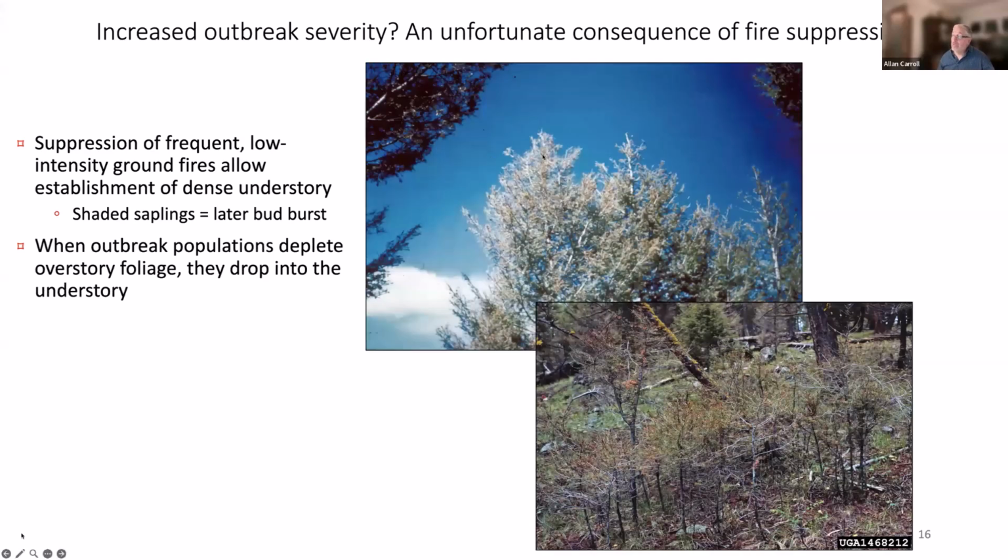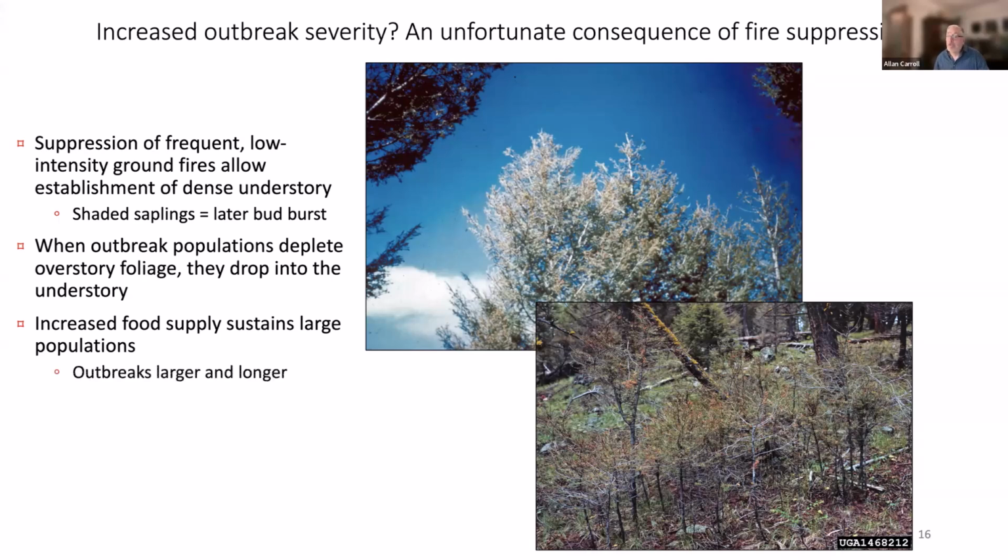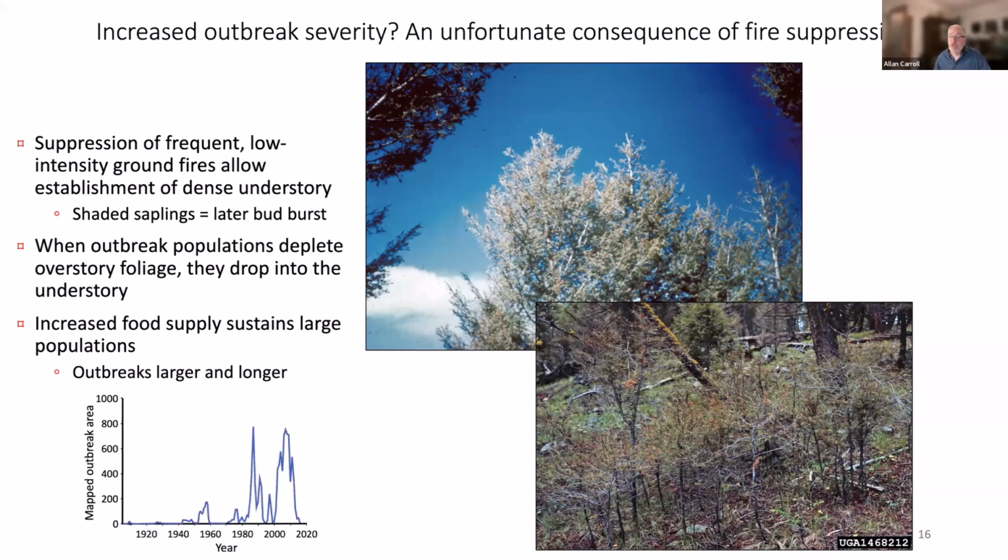So here they've just finished with the foliage in this large tree. And rather than starving, they're able to drop down into the understory and have a second helping and complete their development. So this has actually increased a food supply, which has subsequently sustained a very large population, and it has done so all over the range of Douglas fir simply because we've been busy putting out low-intensity forest fires. So we've got outbreaks that are both larger and longer in duration as a consequence of our efforts at suppressing fires.